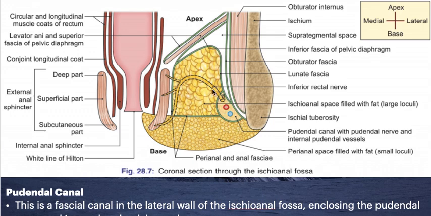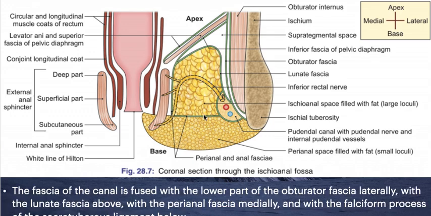Now this is the pudendal canal. The pudendal canal is nothing but a fascial canal in the lateral wall of the ischioanal fossa that is enclosing the pudendal nerve and the internal pudendal vessels. The fascia of the canal is fused with the lower part of the obturator fascia laterally, with the lunate fascia above, with the perianal fascia medially, and with the falciform process of the sacrotuberous ligament below.